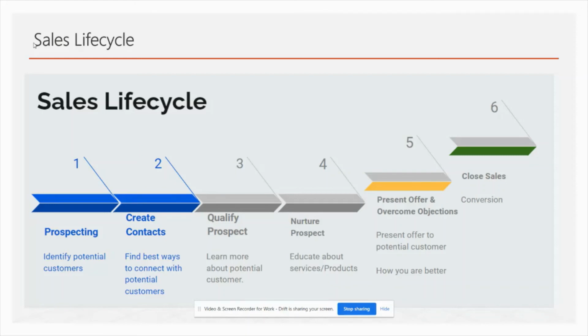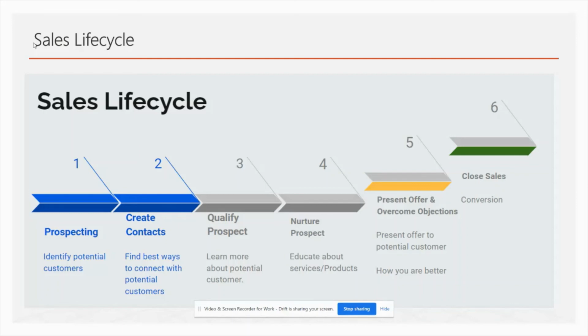So the first phase is prospecting. Salespeople need to identify the potential customer. Who is the potential customer? So how do we identify potential customers? Suppose someone has visited your website and shown interest in your product or services and wants more information. So the second step, after identifying the potential customers, is to create the contacts in the CRM.